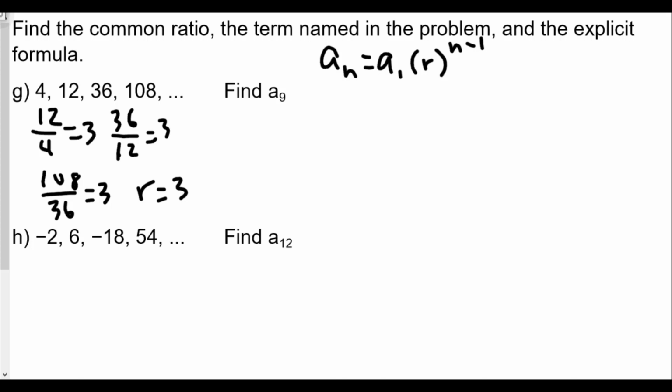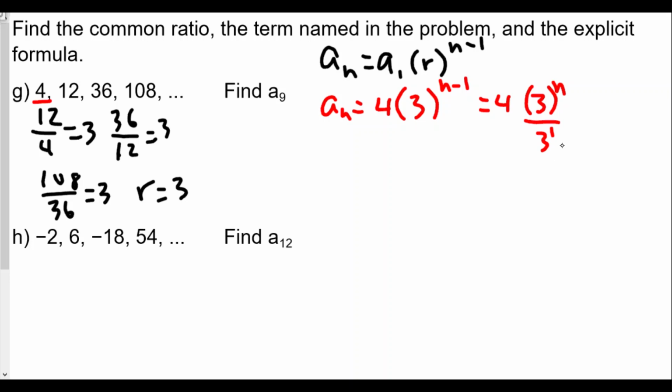So let's plug in our a1 value. We know it should be 4. So we have a sub n is equal to 4, our common ratio is 3, raised to the n minus 1. Now, what does this 3 raised to n minus 1 really mean? When we divide two numbers with the same base, we keep the base and subtract the exponents. In this situation, we're going to work backwards, and rewrite this as 3 to the n divided by 3 to the first power.